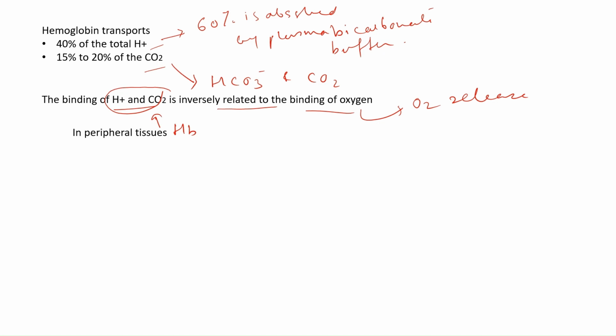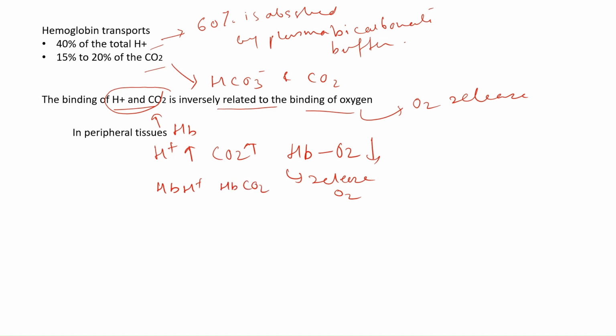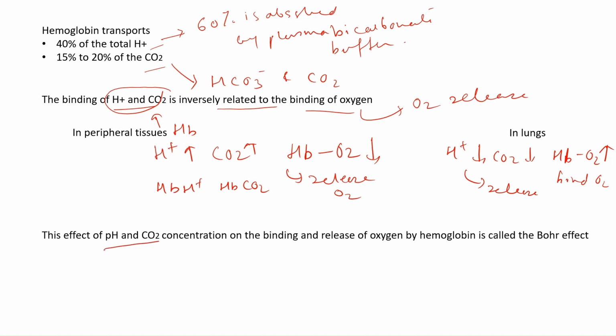So what happens in peripheral tissue? Because of respiration, H plus concentration is high in the tissue and CO2 concentration is also high in the tissue. So that means in the tissue, the hemoglobin-oxygen affinity will reduce. That means it will release oxygen in the tissue and it will bind H plus and CO2. What happens in the lungs? Reverse. In the lung, H plus concentration is low, CO2 concentration is low. That means hemoglobin binding affinity with oxygen will be high. That means hemoglobin will bind with oxygen and will release CO2 and H plus. So this effect of pH, meaning H plus and CO2 concentration, on the binding and release of oxygen by hemoglobin is known as the Bohr effect.